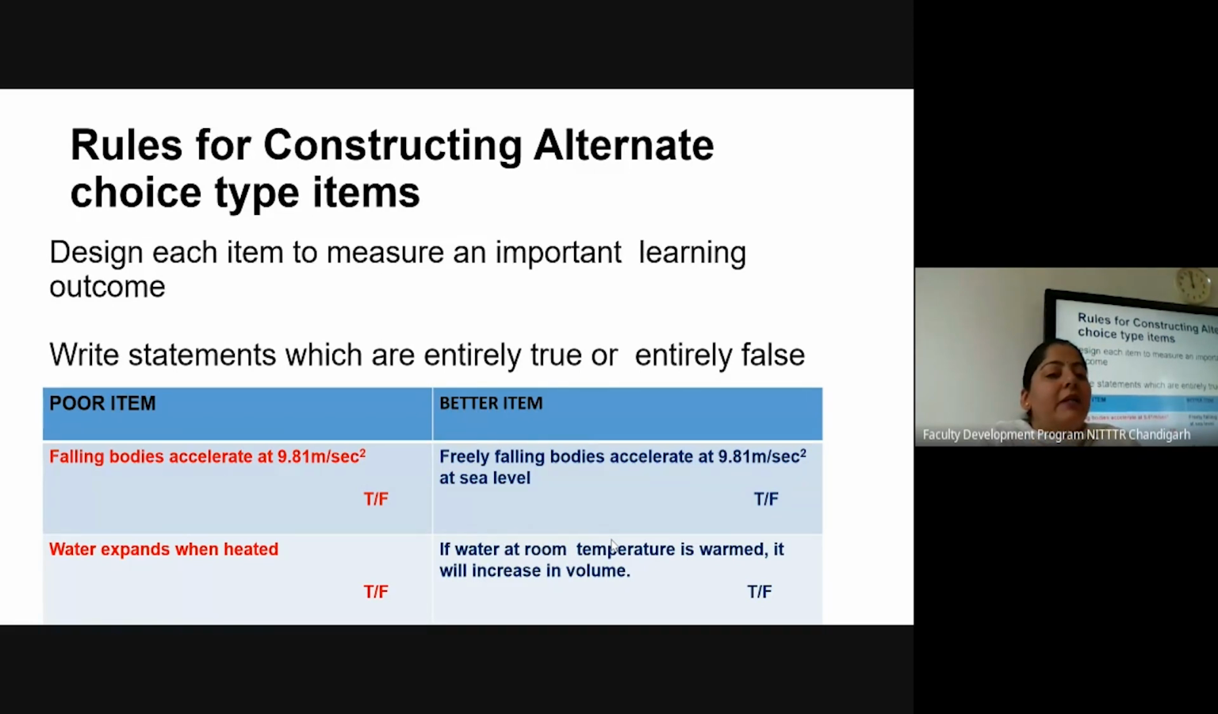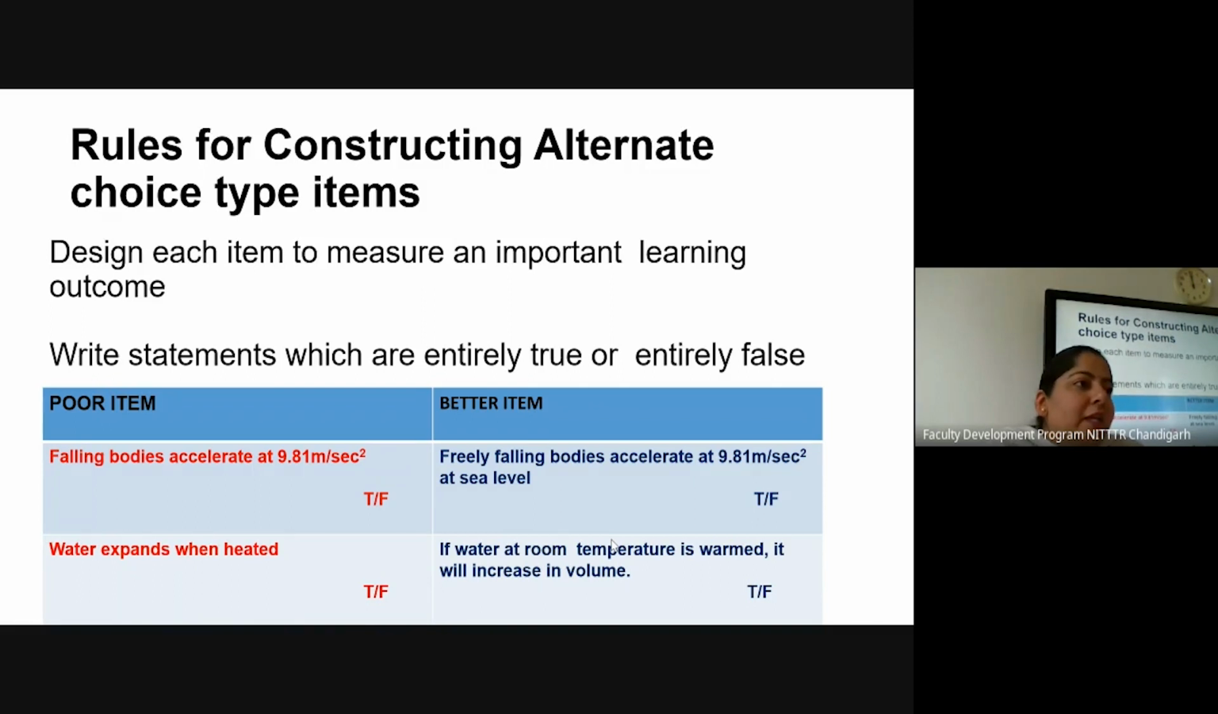These statements are taken from different examination papers only. I have not designed any of the statements in these slides. These are all statements taken from different papers set by faculty members of various technical institutions. So the first statement, falling body accelerated 9.81 meter per second square. So the standard condition is missing. So when the standard condition is missing, I am not asking for the fact, I am asking for opinion.